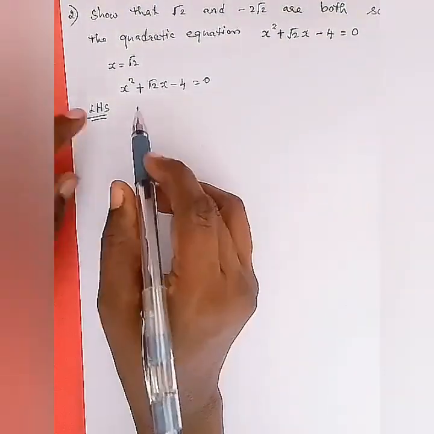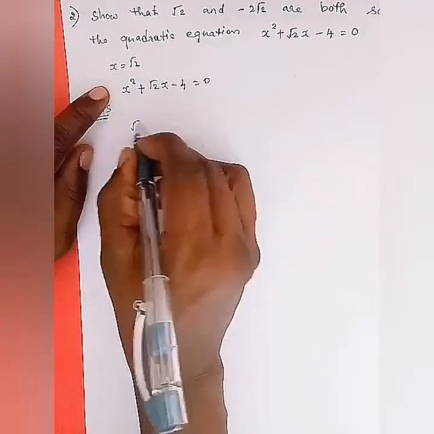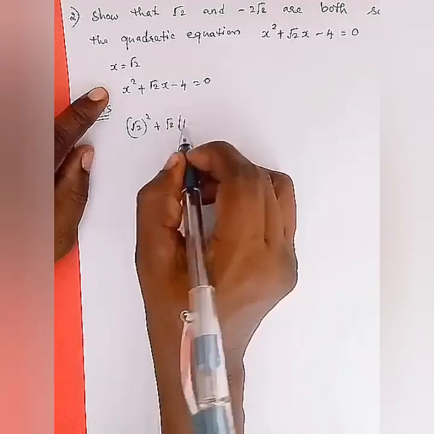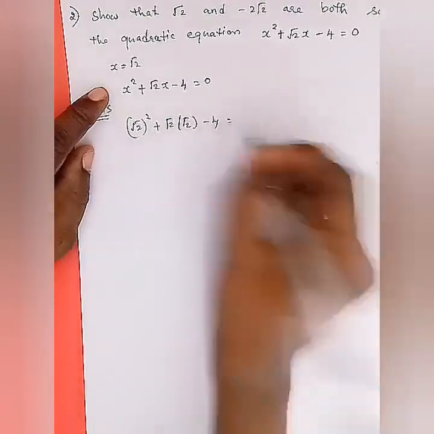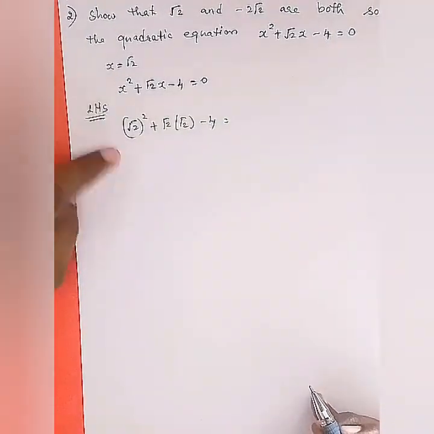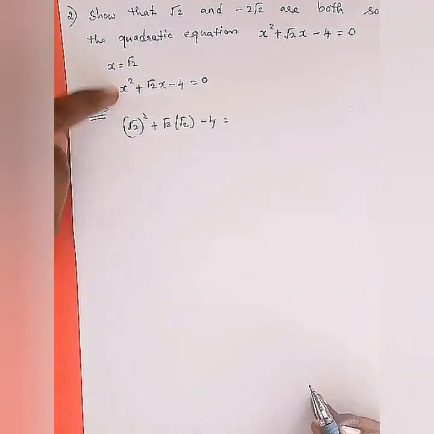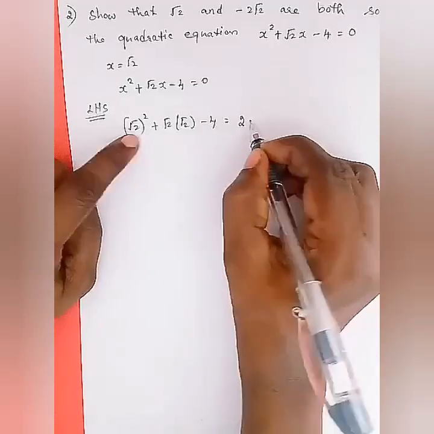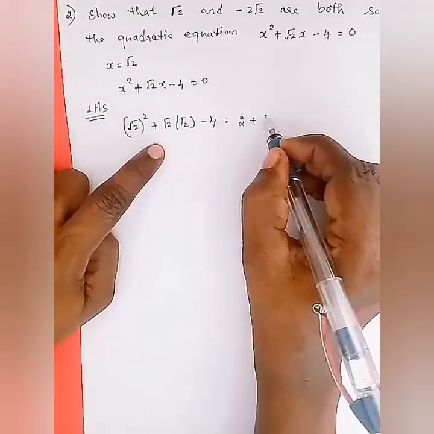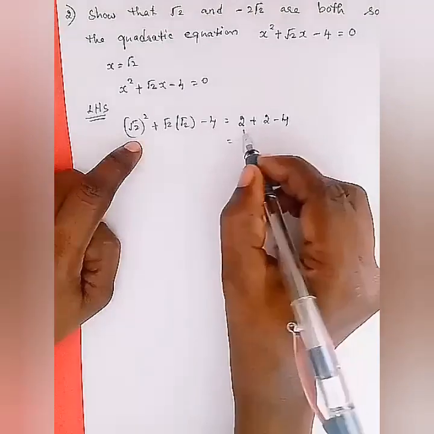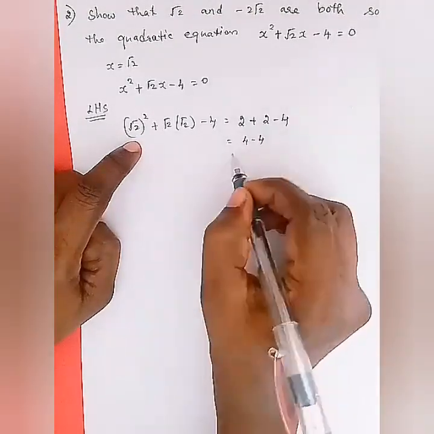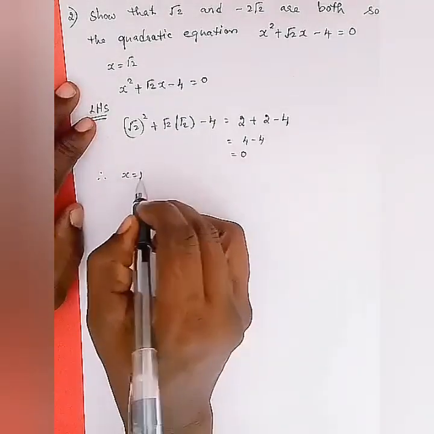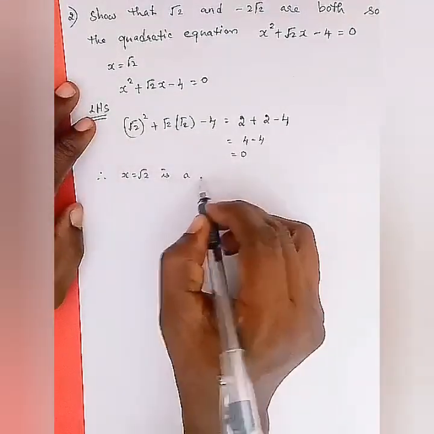So now in the left hand side I am going to substitute root 2 in the place of x. Root 2 square plus root 2 into root 2 minus 4. Root 2 square is 2, plus root 2 into root 2 is 2, minus 4, that is equal to 4 minus 4. So answer is 0. Therefore x equal to root 2 is a solution.